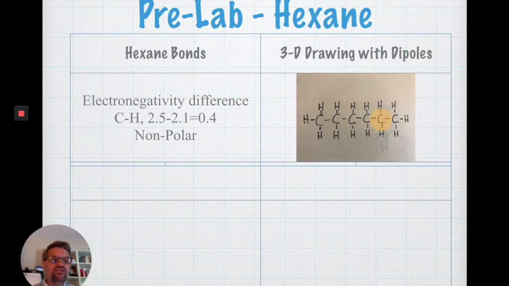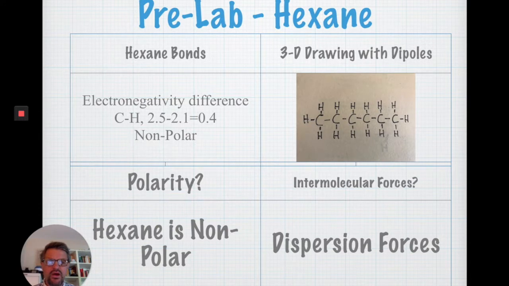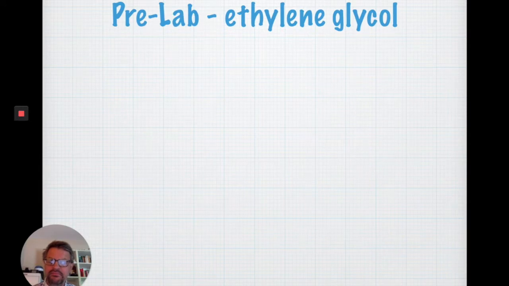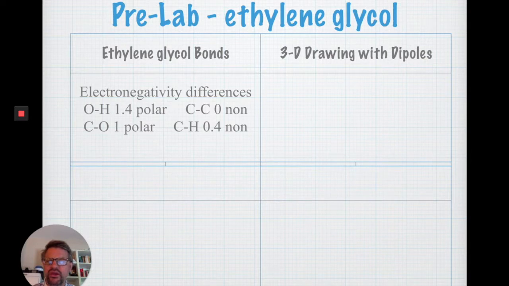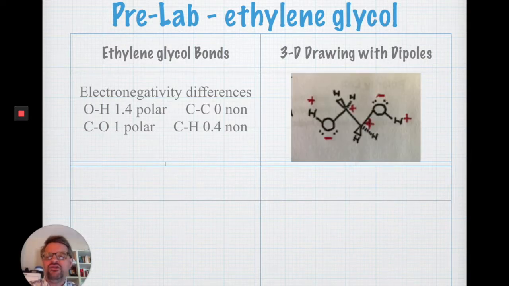Okay, so what sort of force should it be attracted by? Answer that now. So the type of force that would attract one hexane to another, maybe, are dispersion forces. Okay, hexane is nonpolar, so molecules of hexane are attracted through dispersion forces. Okay. Ethylene glycol, which is the active ingredient in antifreeze. It's what keeps your car engine from freezing in the wintertime. Also helps to cool it when it's hot.